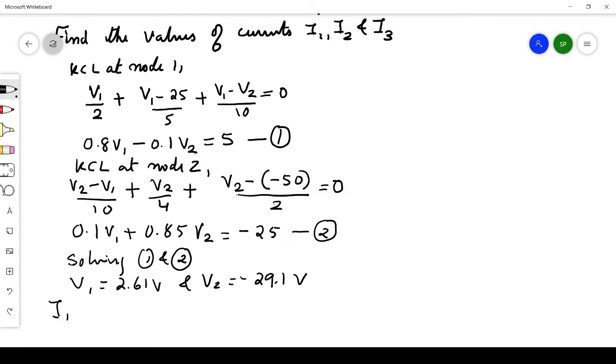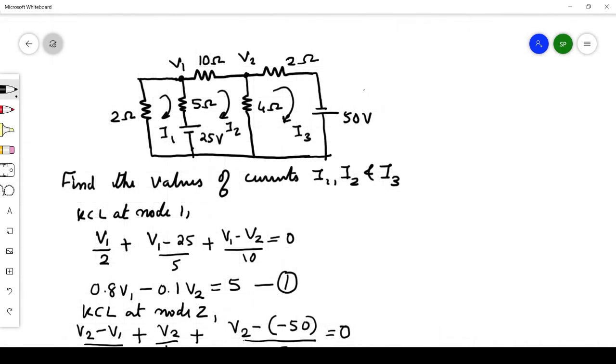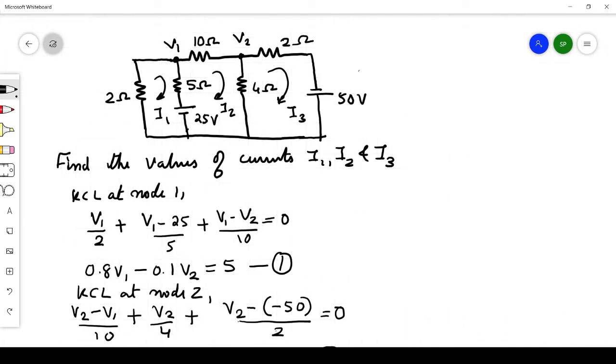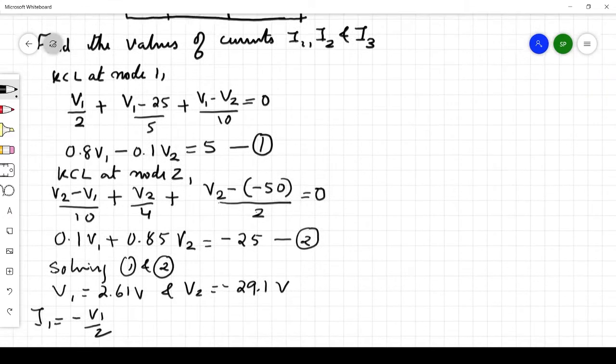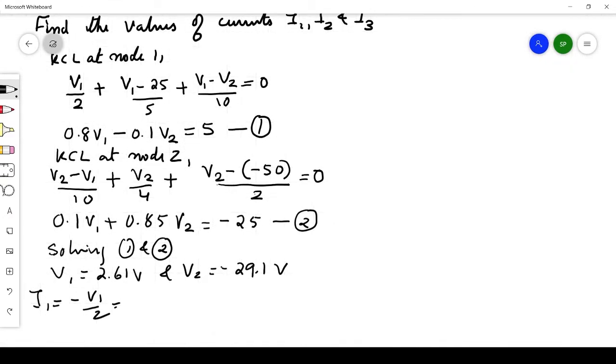I1 we know it is minus V1 by 2. Just see here why it is minus V1 by 2. I1 is in the opposite direction, so it goes from 0 minus V1. The potential here is 0, so 0 minus V1 by 2. That gives minus 2.61 by 2, which is equal to minus 1.31 amperes.